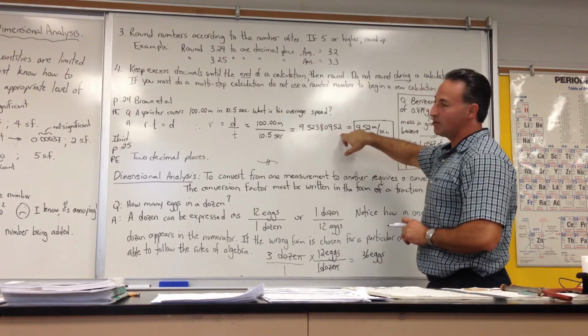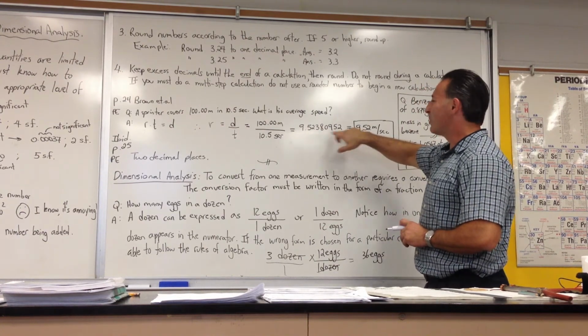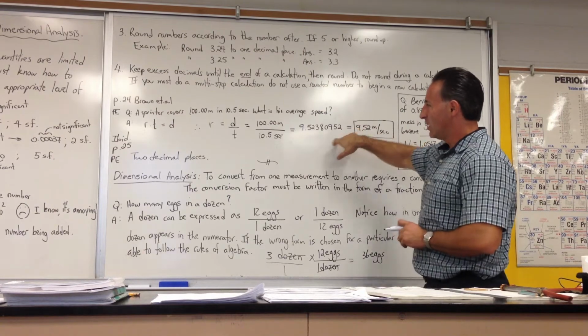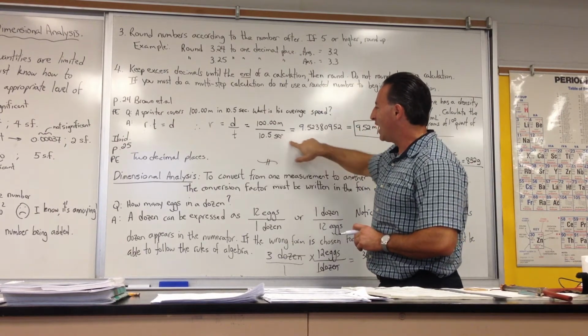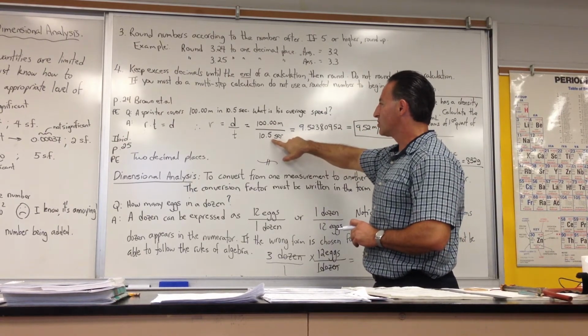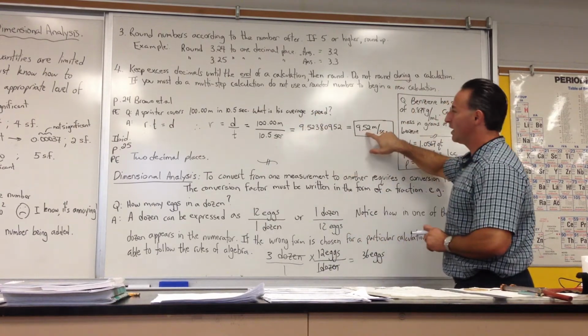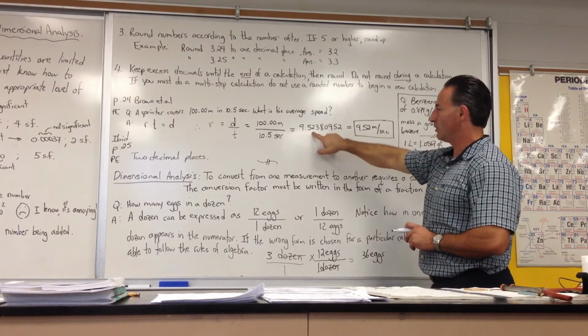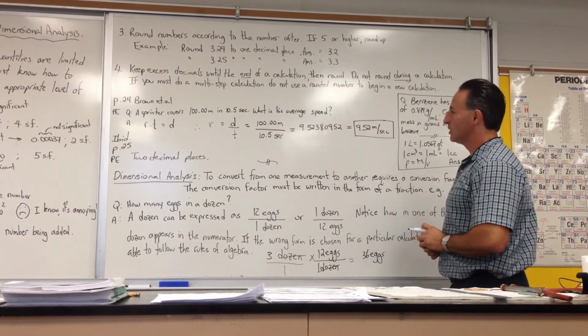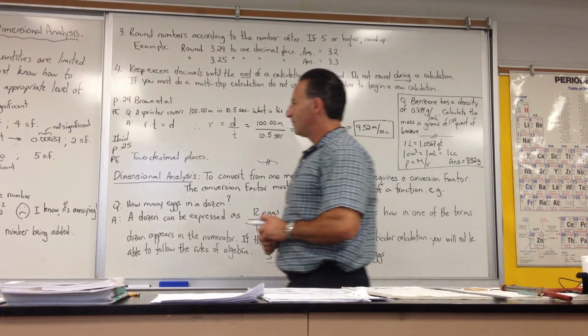This is the answer you're going to get in your calculator readout. But we can't report that level of accuracy. Your most accurate number in here only has three figures in it. So your answer can only be reported to 3 figures. So we're going to write 9.52. You notice that 3 rounds down to 2. So the answer is 9.52 meters per second.